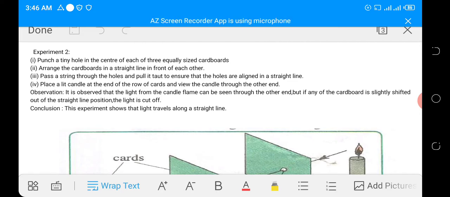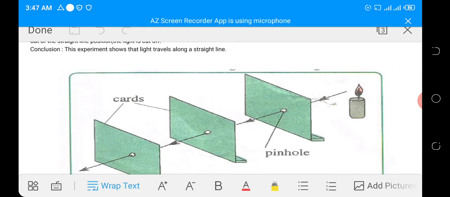Experiment 2, step 1. Punch a tiny hole in the center of each of 3 equally spaced cardboards. Step 2. Arrange the cardboards in a straight line in front of each other. Step 3. Pass a string through the holes and pull it taut to ensure the holes are aligned in a straight line. Step 4. Place a lit candle at the end of the row of cards and look at the flame through the other end.